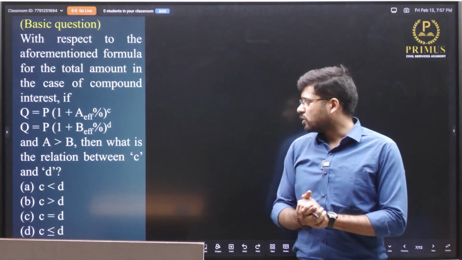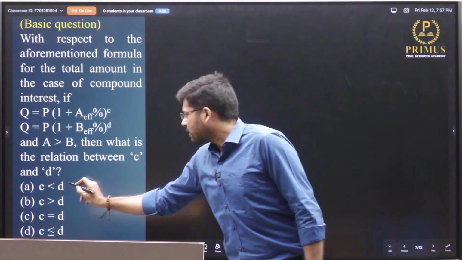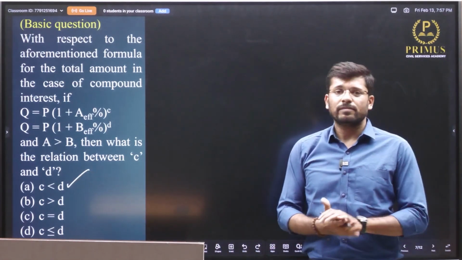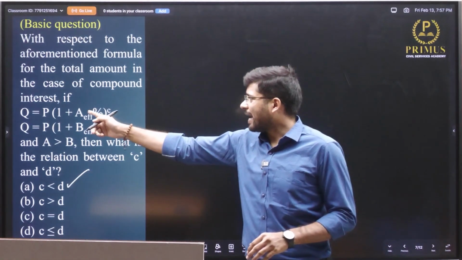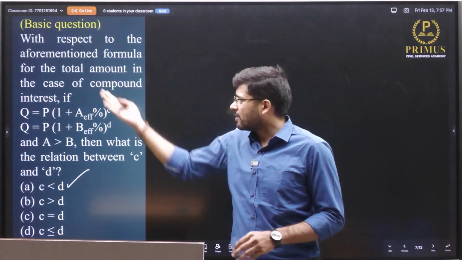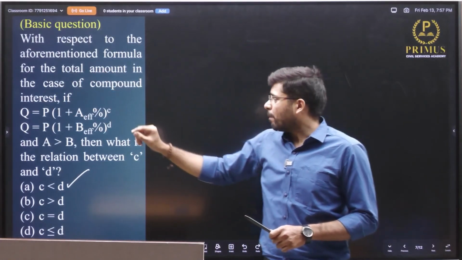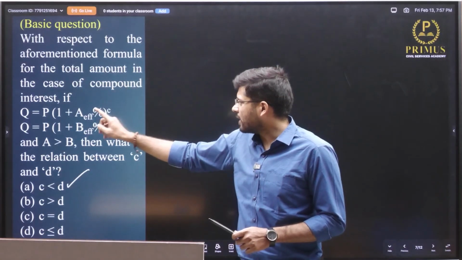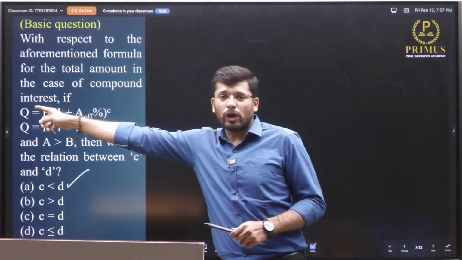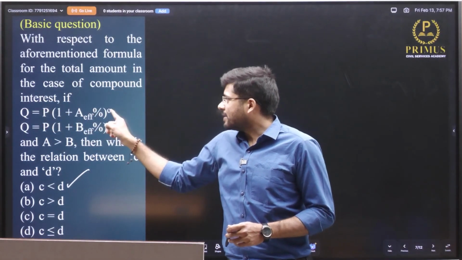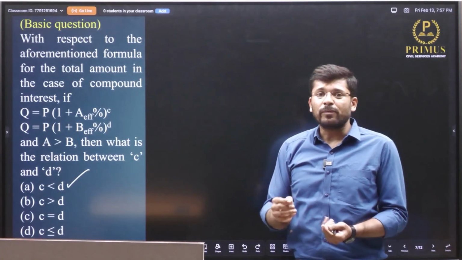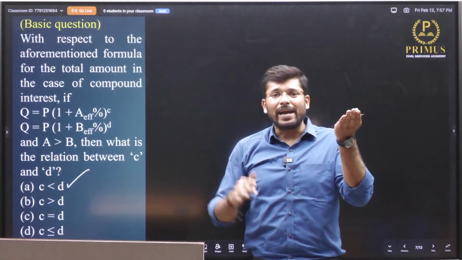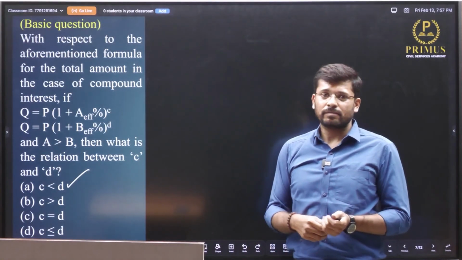It is only possible if C is less than D. Why is it so? Because A has increased the value of this expression, but by that logic, the total value should have been increased. But C must be less so that the value addition made by A has been counterbalanced by C.